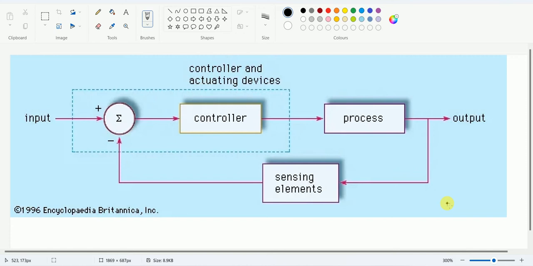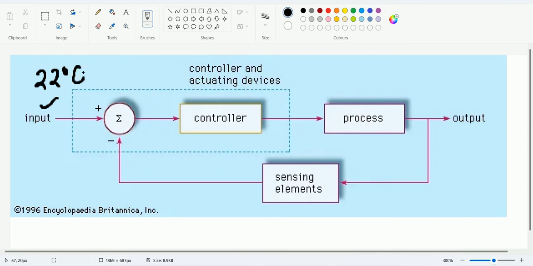We have 5 important components here, and first of all we have input. Input is a reference value in this case. For example, let us discuss maintaining a constant room temperature. So here input refers to the reference value. Let us say the reference value is 22 degrees Celsius. So this is the reference value.